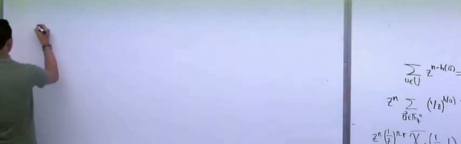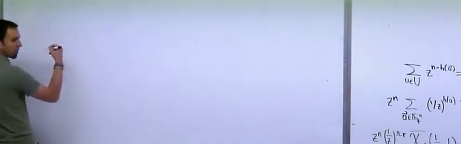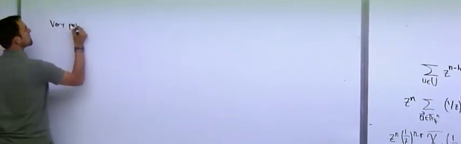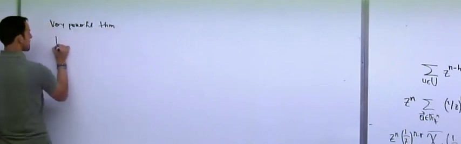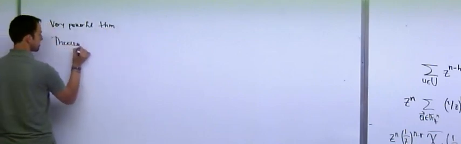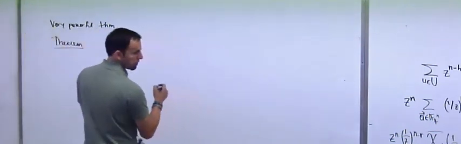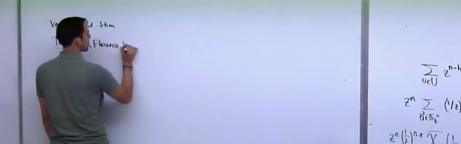And now let me show you an application of this. So people call this one of the most powerful theorems in coding theory. It's a very powerful theorem. And it says this. It's called the MacWilliams theorem.